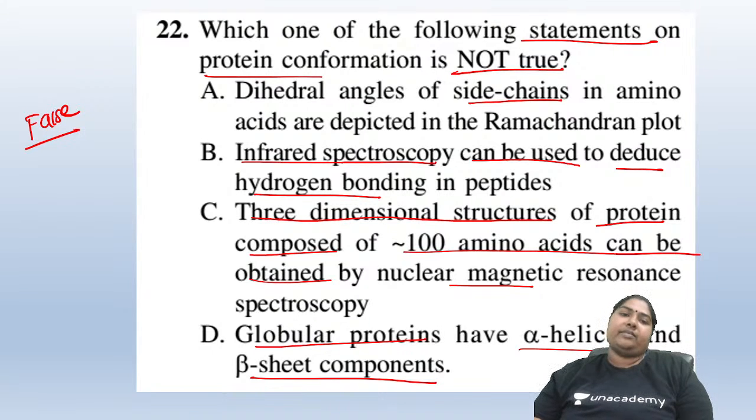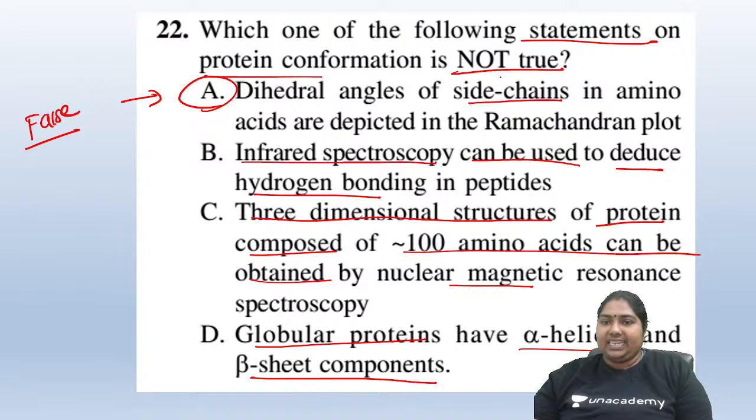Which side chains do we see in our Ramachandran plot? Never, no. We never see the side chains. What we see is only the main chain. Very good everybody. Yes, only the main chain we see. We never see the side chain. Correct? So that is why only option A is going to be incorrect.